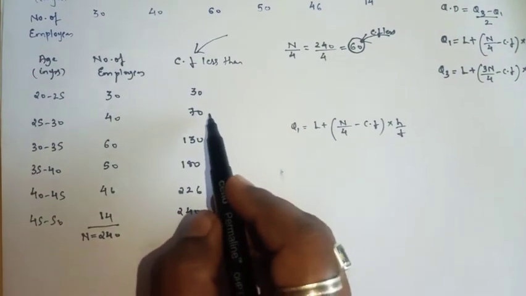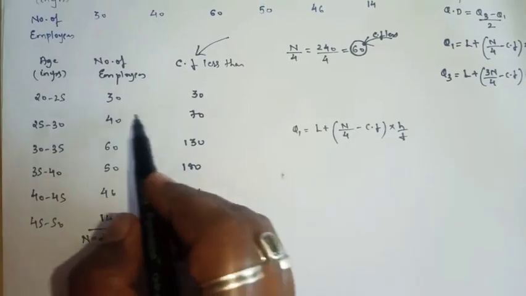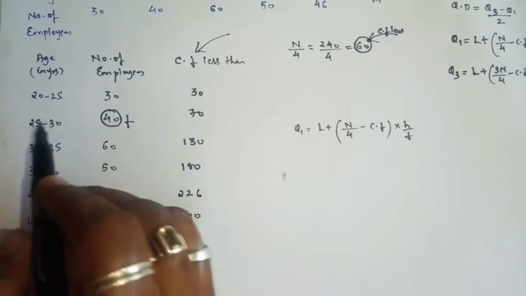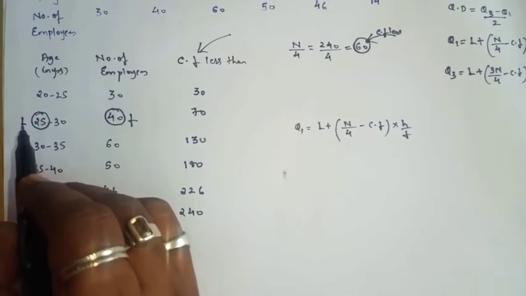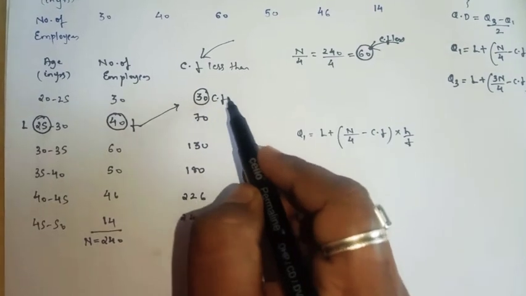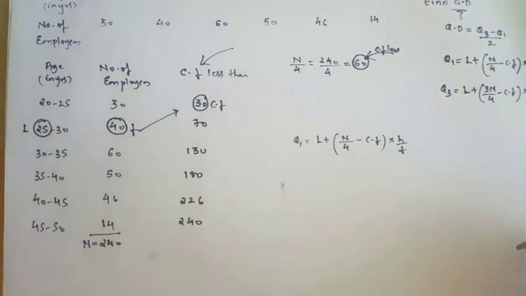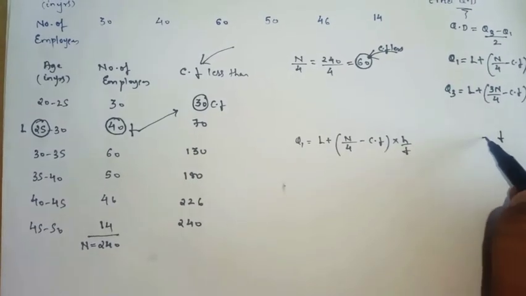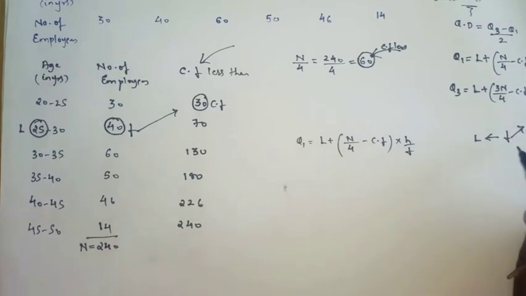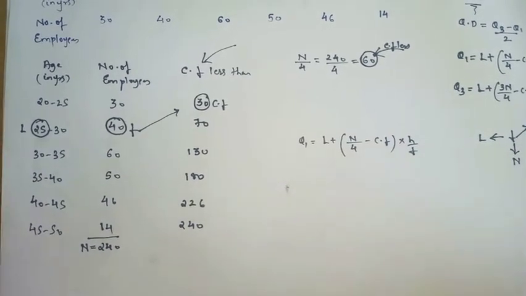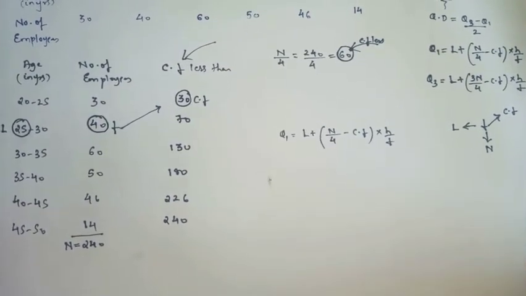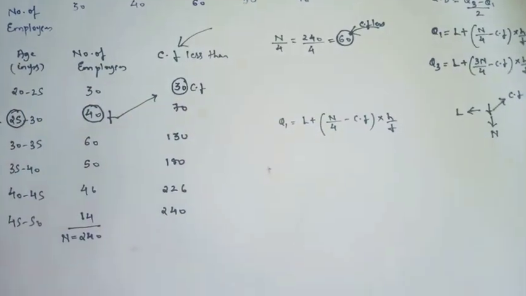Can I say it lies in the second row? If it lies in the second row, this will be your frequency, this will be your L, and in the cross, this will be the cumulative frequency. As per the rule, we know the structure: F on the left-hand side, L here, in the cross you will have the cumulative frequency, and in the bottom you will have the total frequency. Yes or no? So now, as we got 60.